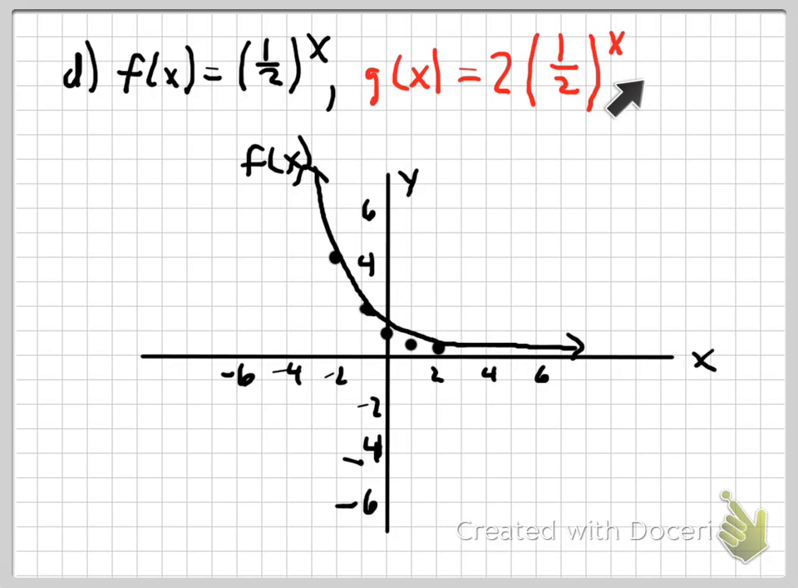But it is going to be what I just described. We're taking the output values of the original function 1/2 to the x and we're doubling them. So the point 0, 1, when we double that output value, it's going to go to 0, 2. The point -1, 2, double its output value, going to go to -1, 4. We have 1, 1/2 there. If we double 1/2, we're going to get 1, aren't we? So we've got enough to be able to make this curve.